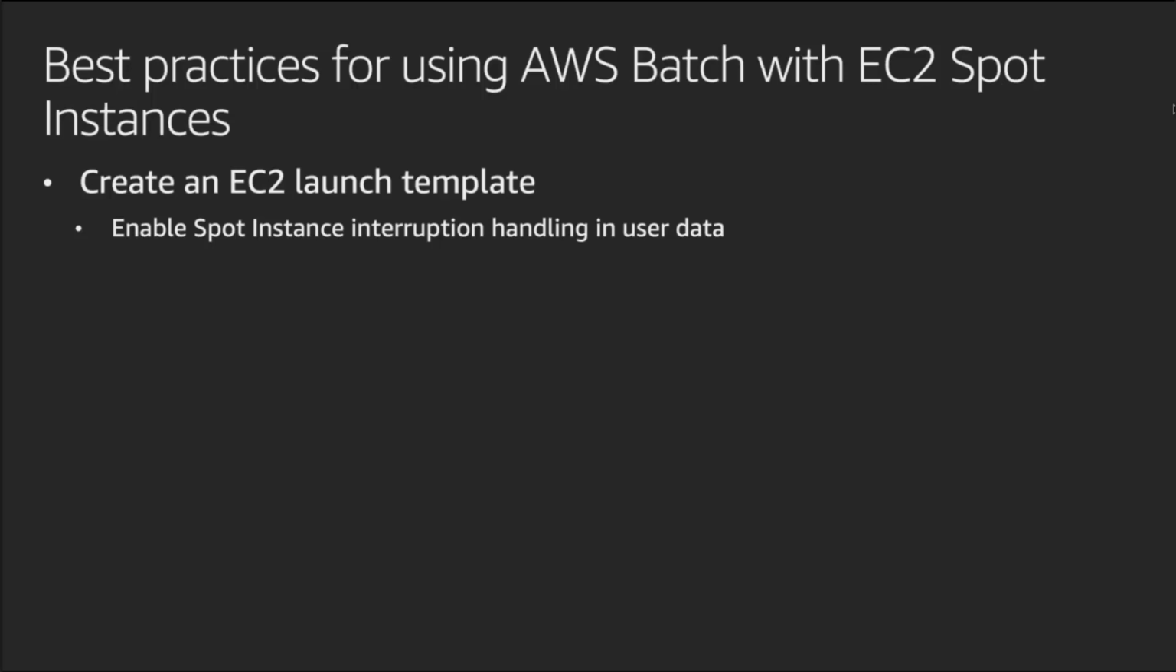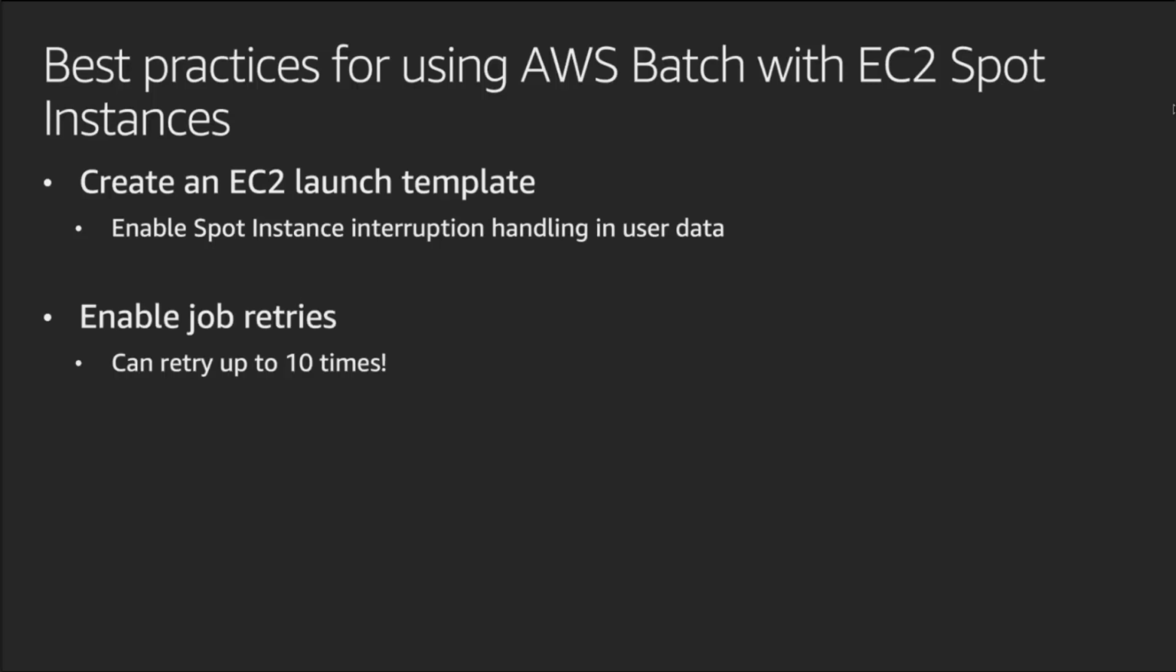And in this launch template, we recommend that you enable Spot instance interruption handling in the user data. And I'll walk you through how to do this. It's a very simple one-line thing here. But this is the first thing. So in order for your batch jobs to be aware that an instance is going to be interrupted, you can enable interruption handling, and then no more jobs will be sent to an instance that has a pending interruption coming.